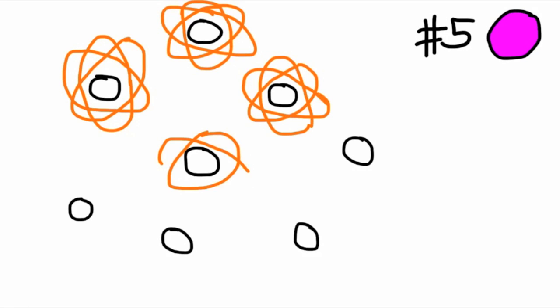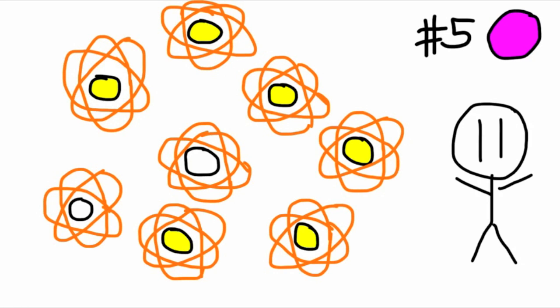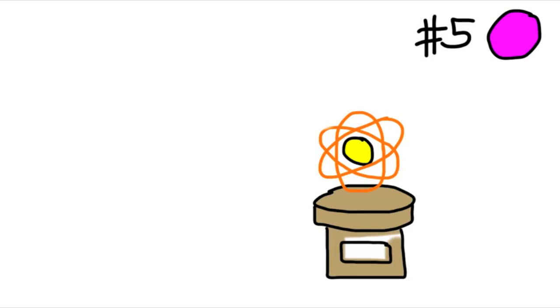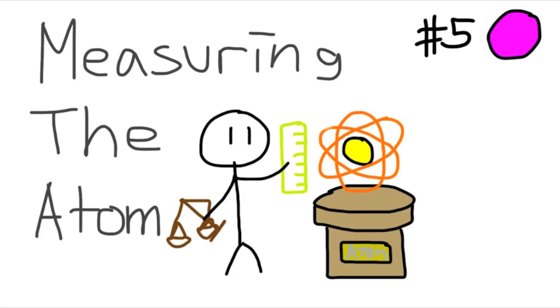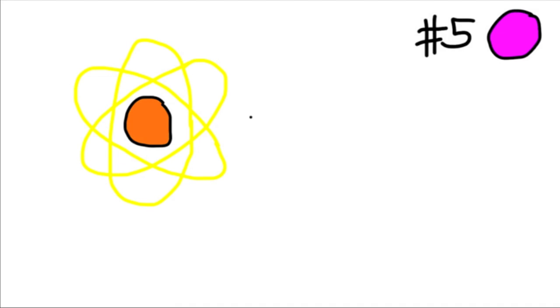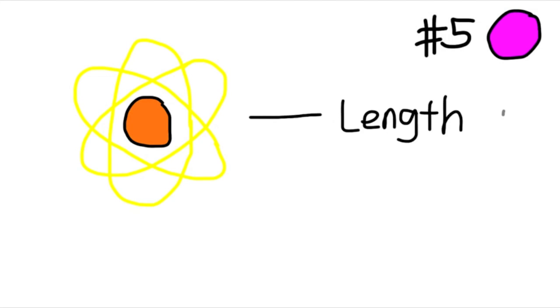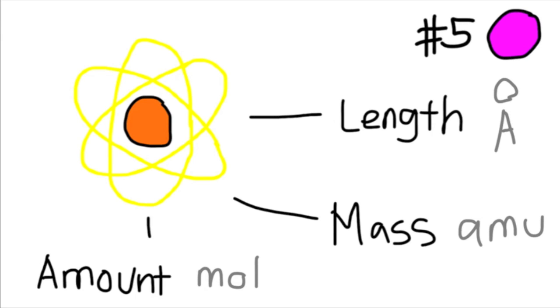Atoms. These things make up so many things in our world. In fact, they probably make up almost all of them. But how do we measure those things? That's what I'll be talking about today. So there are three basic forms of measurement based around the atom. And those things measure its length, its mass, and its amount.